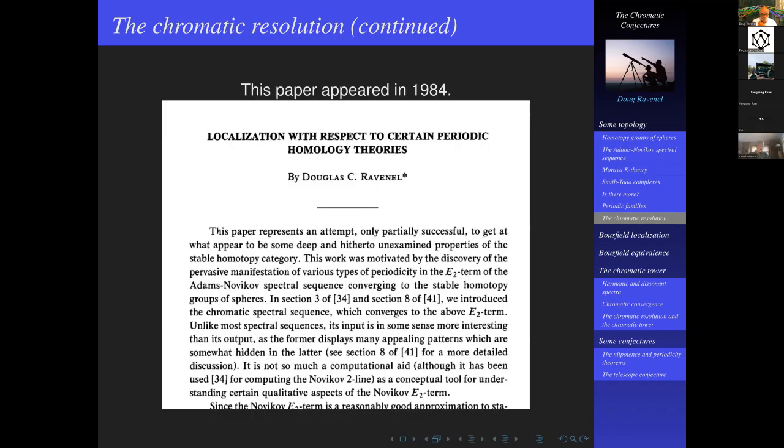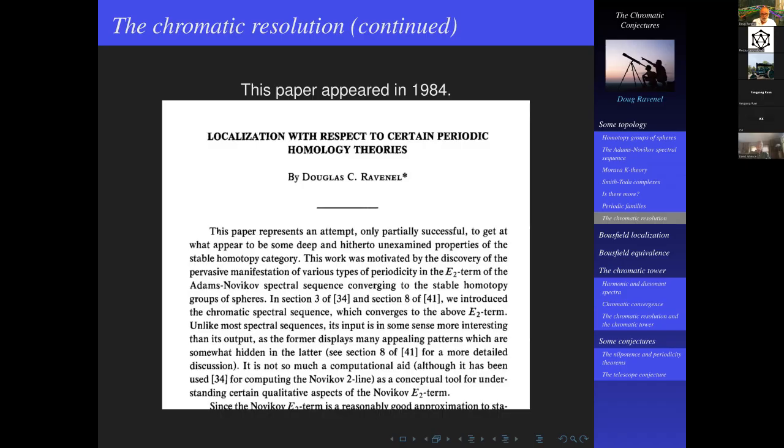And then I mentioned a couple of papers there, 34 and 41. 34 is the paper with Miller and Wilson that I mentioned before, and 41 is an expository paper that I wrote around the same time called The Novice's Guide to the Adams-Novikov Spectral Sequence. There is not a reference here to the Green Book because the Green Book hadn't been written yet.